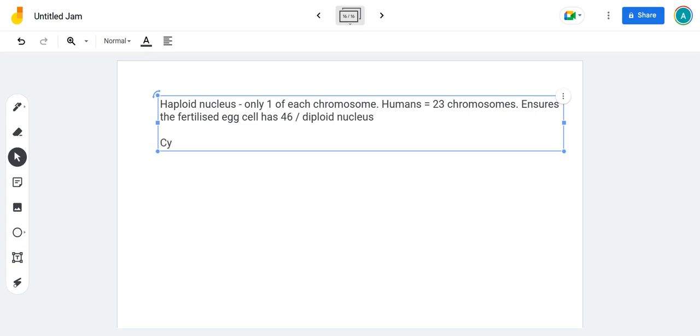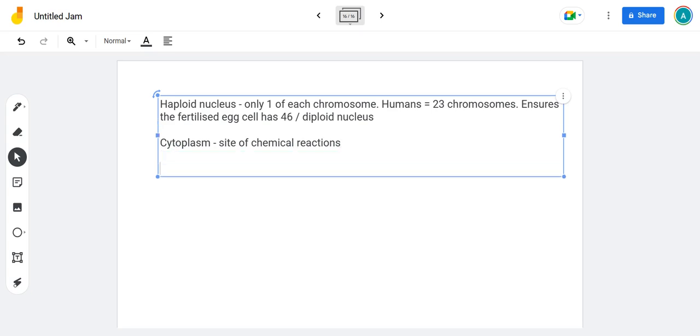The next part it wants you to know about is the cytoplasm. Just like any other cell, we would just say site of chemical reactions. They might want you to say that specifically in relation to an egg cell, but anyway, it is.